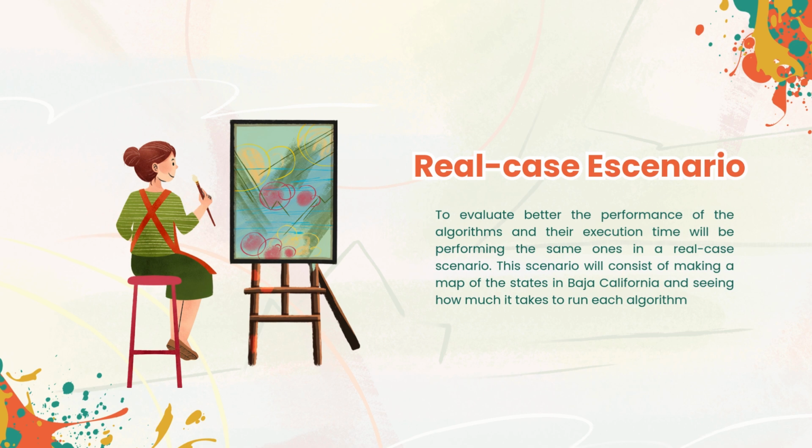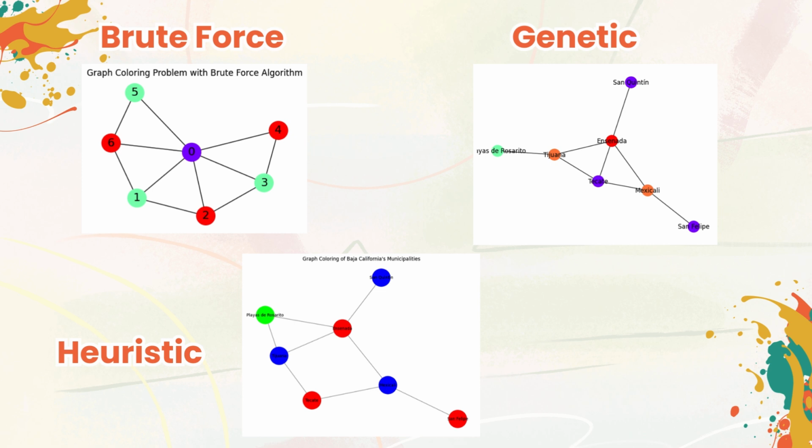So now let's proceed with the practical case. We use the graph coloring problem to color a map, in this case the map of Baja California, which has 7 municipalities. The goal is that each municipality has a different color and that no adjacent municipalities share the same color. In our graphs, the nodes represent the municipalities and the edges represent the borders that the municipalities share with each other.